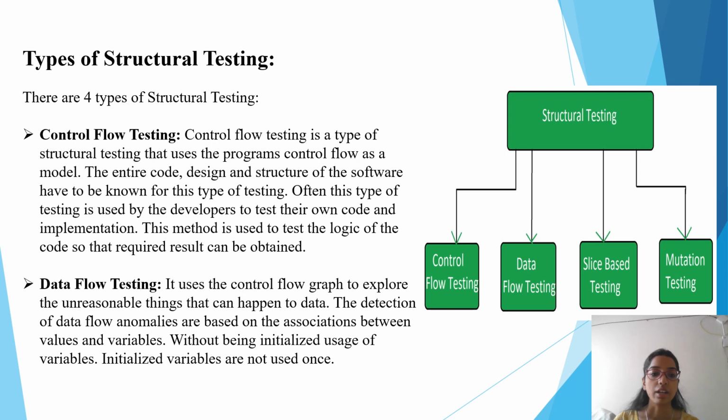Second is data flow testing. In data flow testing, it uses the control flow graph to explore the unreasonable things that can happen to data. The detection of data flow anomalies is based on the associations between values and variables, such as variables used without being initialized, or initialized variables that are not used even once.